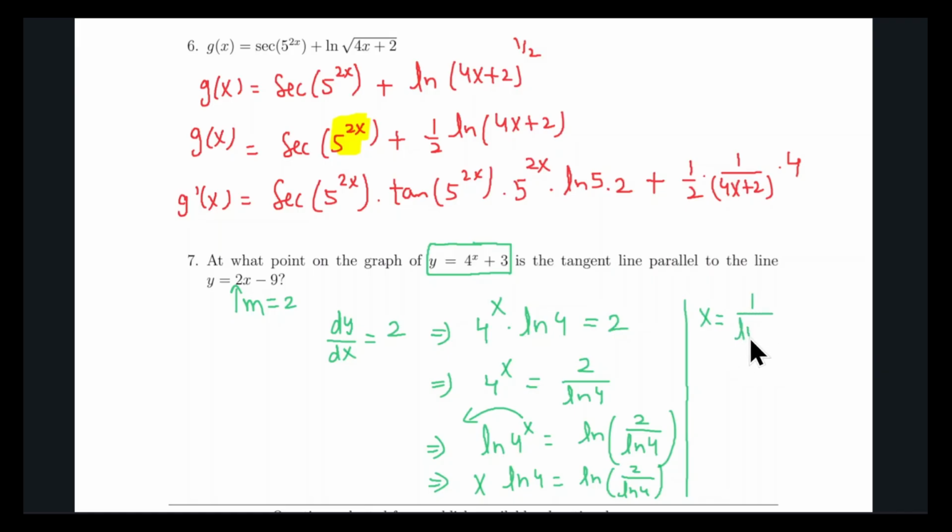So the answer is 1 over natural log of 4 times natural log of 2 over natural log of 4. Obviously, if the calculator is allowed, you can just find that. But at the moment, I'm just going to stop at x. I don't think so. I want to put that back in and find y. I think I'm happy with x.